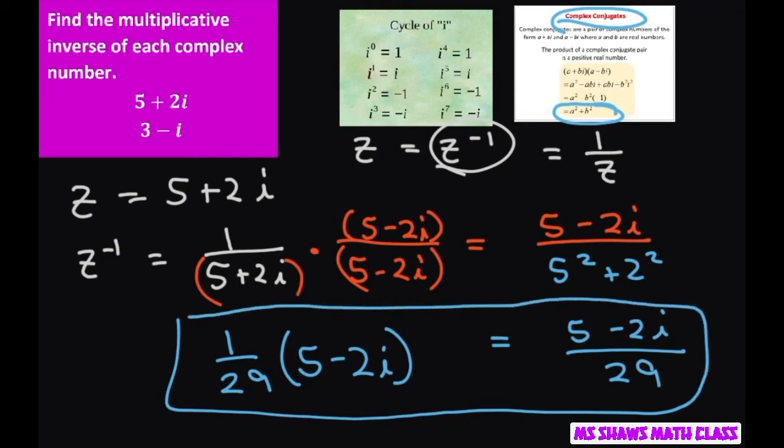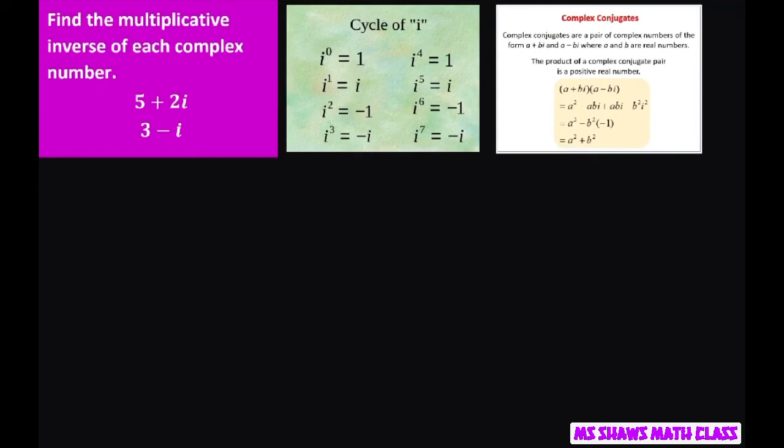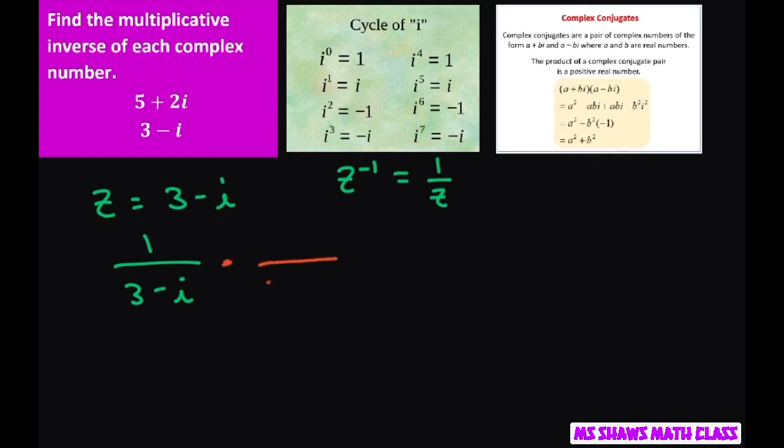Now, let's do the same thing for this one. We're going to let z equal 3 minus i. So the multiplicative inverse is z inverse, which is 1 divided by z. That means it's going to be 1 divided by 3 minus i. Now we have to simplify. So we multiply this by 3 plus i, the complex conjugate. The numerator is going to be easy. That's just 3 plus i.